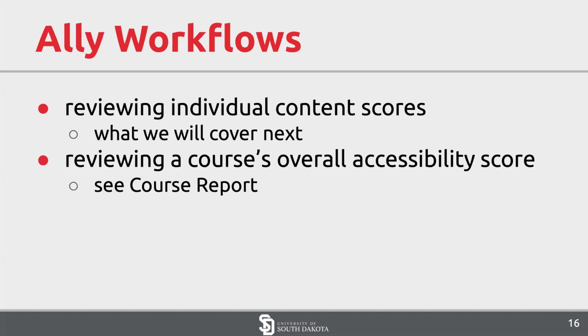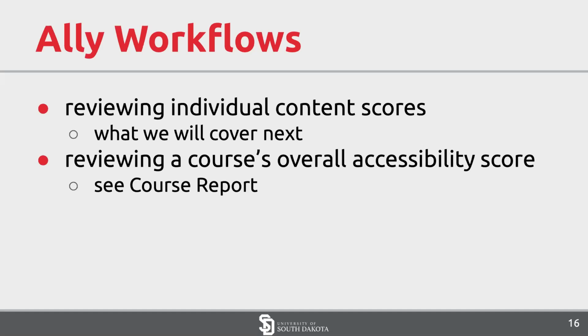You can either take the piecemeal approach where you've uploaded a piece of content, you see the accessibility score, and you say, I'm going to fix that right away. Or you can look at it from the overall course's accessibility, what I call the 50,000 foot view. You can see generally how your course is doing, what's your overall course score, and what are things that you can address to make the greatest impact on that score. And that's done through the course report.